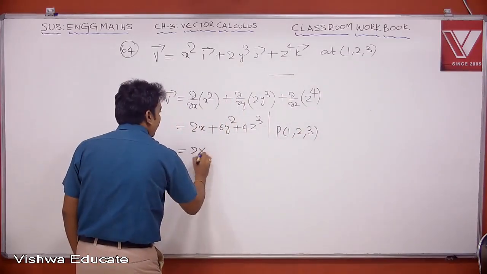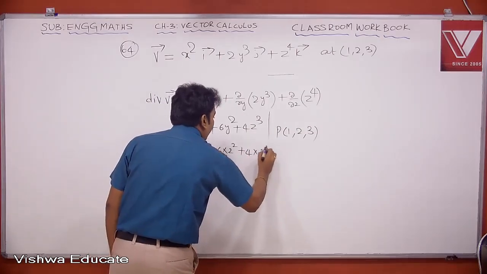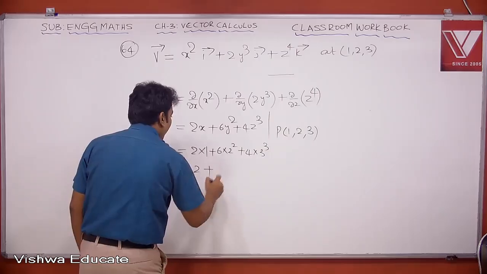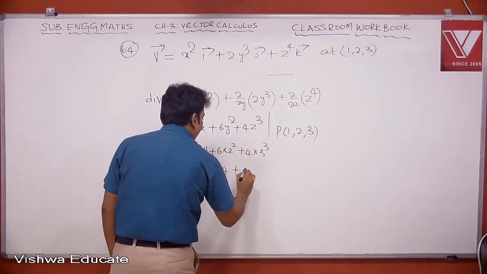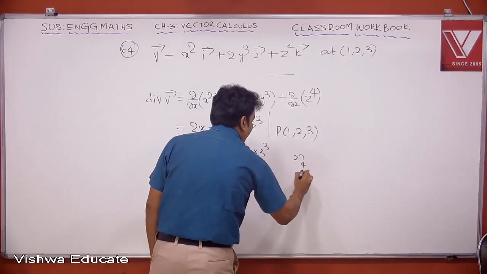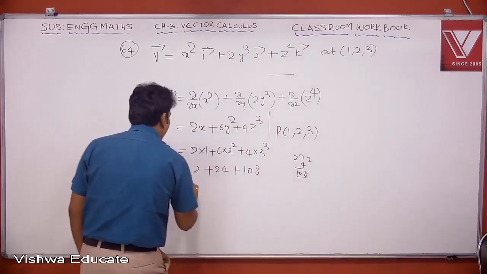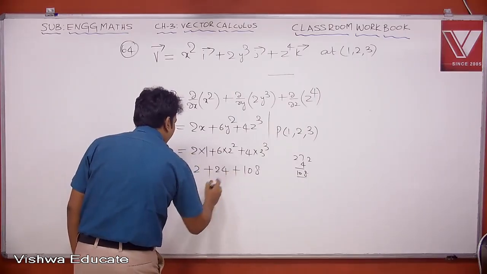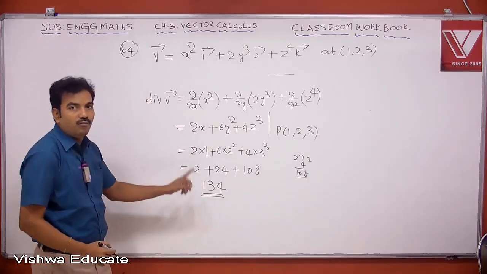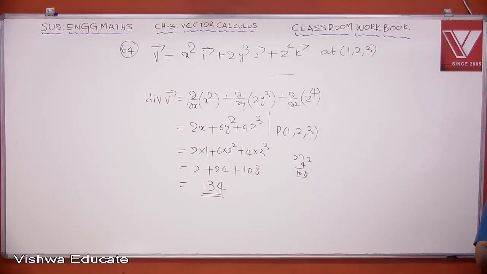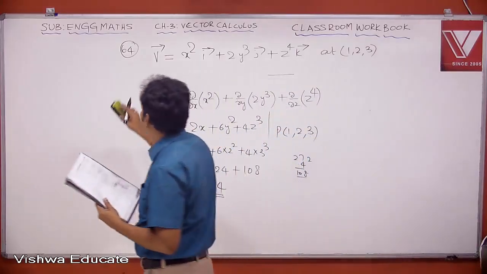Substitute these values: 2 into 1 plus 6 into 2 square plus 4 into 3 cube. So this is 2 plus 6 fours are 24, plus 4 into 27, which is 108. So therefore this is 110 plus 24, this is 134. So the required answer is 134. Note this point. Next we move to question number 65.